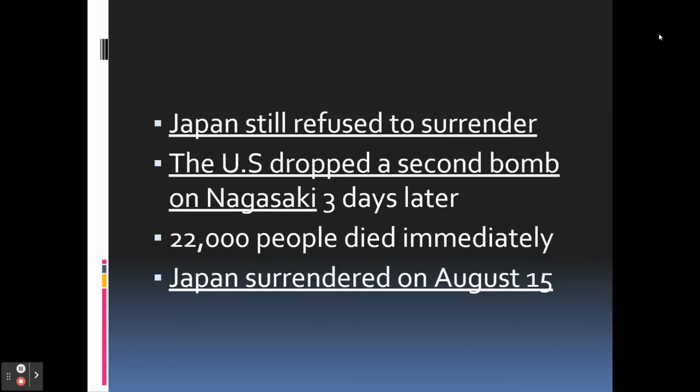All right, Japan still refused to surrender even though that bomb had been dropped. So the US came back 3 days later and dropped a bomb on Nagasaki. 22,000 people died immediately. And that's not because the bomb was smaller. That's because the city was smaller. There were fewer people. Japan then surrendered on August 15th.